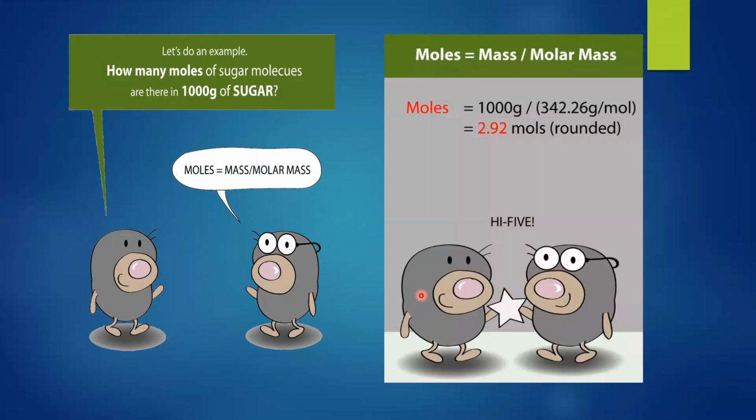How did we calculate it? The chemical formula of sugar is C12H22O11. By calculating the molar mass with respect to atomic masses, we get the molar mass equal to 342.26. Therefore, by substituting the values in the given formula, we obtain moles equal to 2.92, approximately 3 moles of sugar.